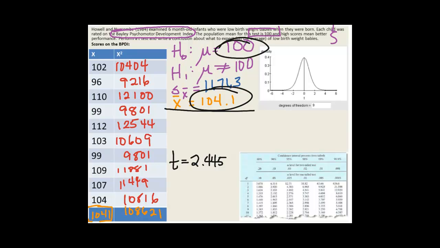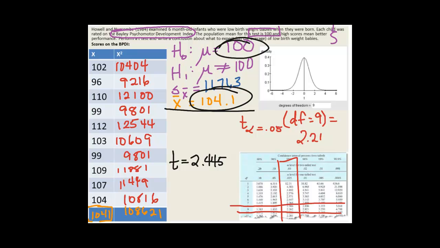So for this, I need the critical value for t. Let's take an alpha of 0.05, and it's going to be 9 degrees of freedom because it's n minus 1. The critical value of t for a two-tailed 0.05 with degrees of freedom of 9 is 2.262. So in my distribution, to mark my rejection regions, I would go 2.262 from the mean, and the rejection regions are anything beyond that.